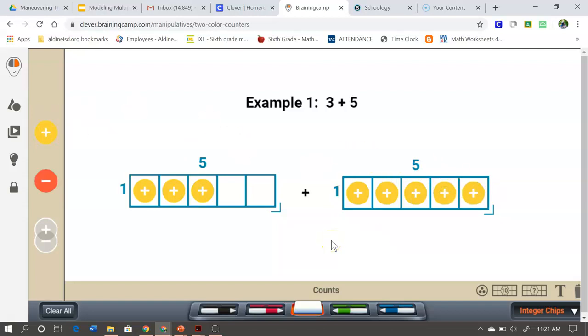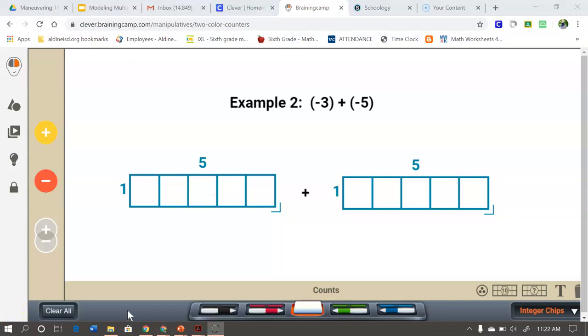Now we want to look at if our colored counters are the same colors or if they're different colors. Since this one is all yellow, since they're the same color, we can just add like normal. So we count together 1, 2, 3, 4, 5, 6, 7, 8. And again, 3 plus 5 is 8. Okay, so moving on to example number 2.